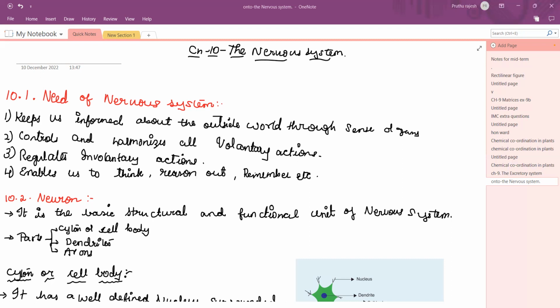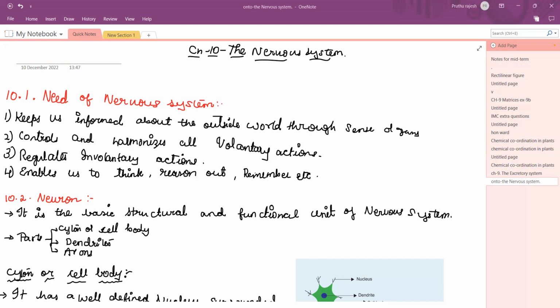It keeps us informed about the outside world through sense organs. And next, it controls and harmonizes all voluntary actions. Suppose you want to read a book or you want to run, it controls and harmonizes your voluntary actions, which are under your control.